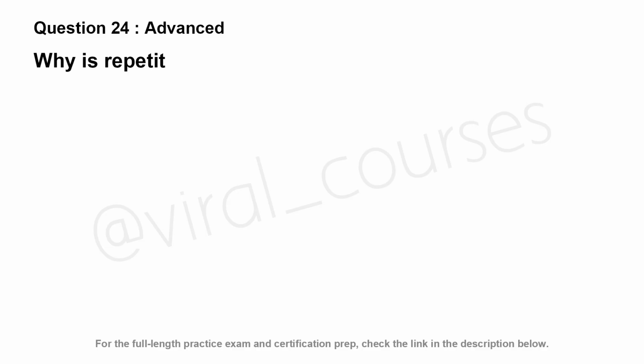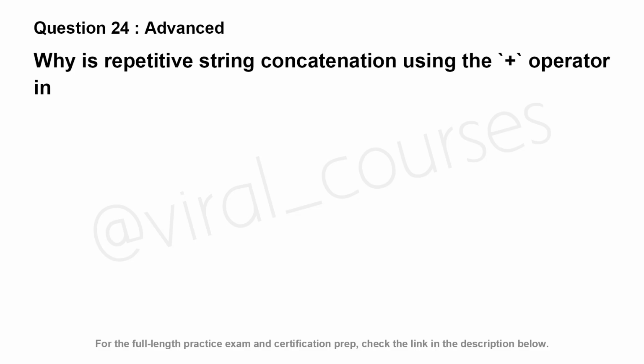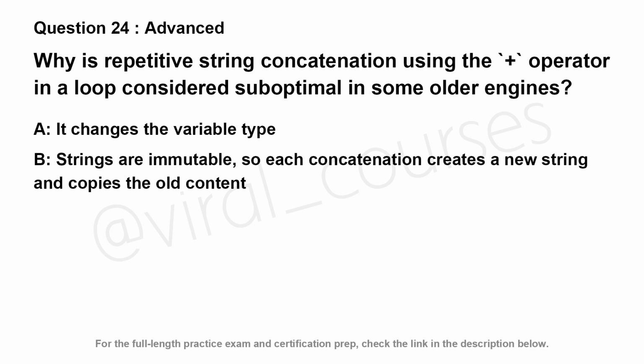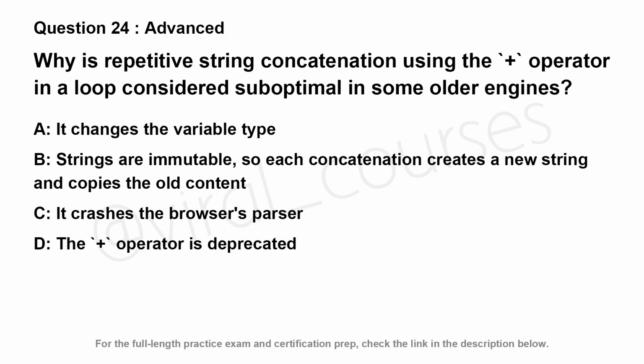Why is repetitive string concatenation using the "plus" operator in a loop considered suboptimal in some older engines? Option A. It changes the variable type. Option B. Strings are immutable, so each concatenation creates a new string and copies the old content. Option C. It crashes the browser's parser. Option D. The "plus" operator is deprecated.